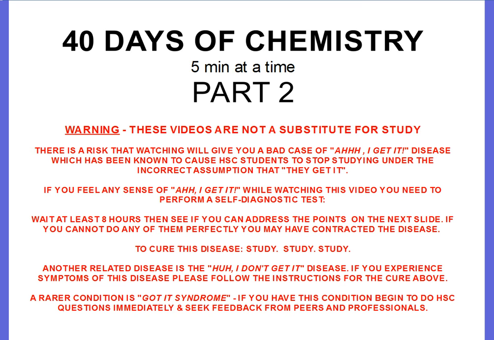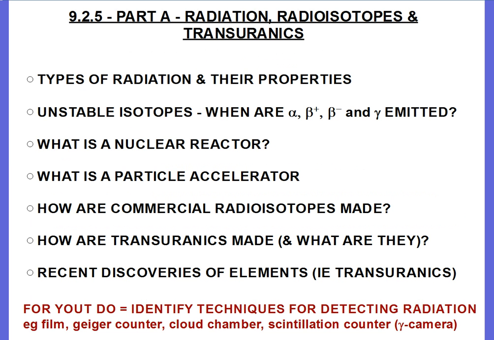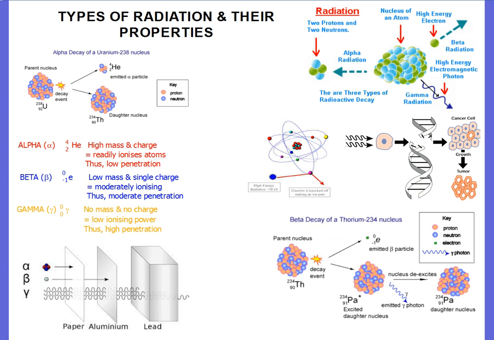40 Days of Chemistry Part 2, and this time by request we're looking at 9.2.5, or part of 9.2.5, focusing on radiation, radioisotopes, and transuranics. And the first thing we're going to look at is the types of radiation and their properties. As we know, there are three types of nuclear radiation. They're called nuclear radiation because they come out of the nucleus.